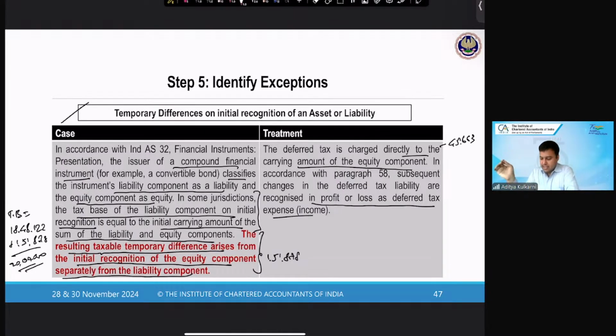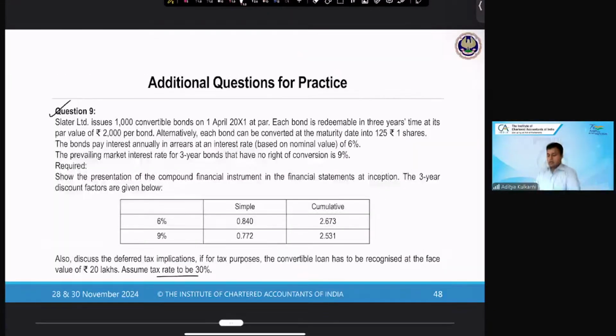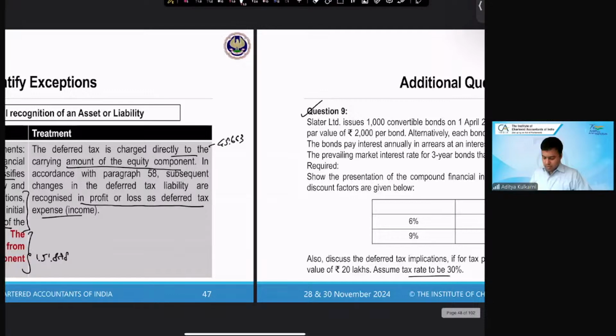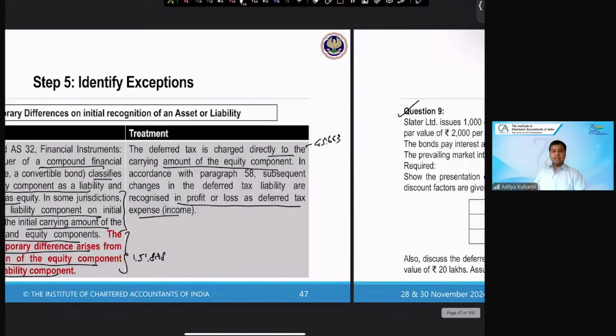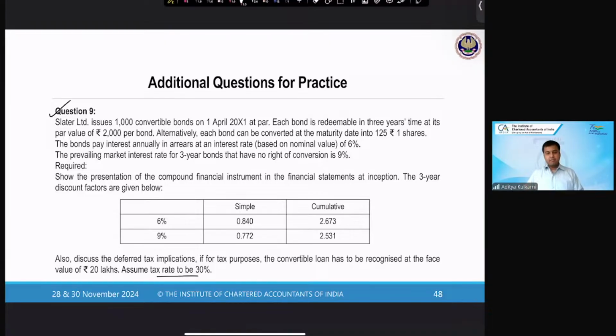Ind AS 32. We have done financial instruments. I think we haven't done financial instruments, right? Have done, sir. You have done? Yes, sir. Okay. Then what I will do is, we will do this example. I will run you through this example. Then we come to the theory so that you will be in a position to understand the theory better.